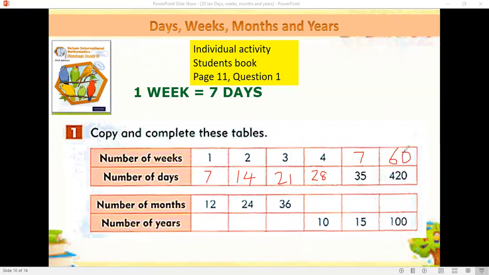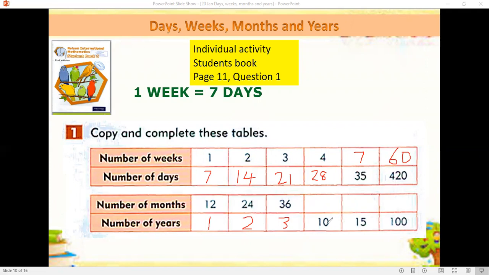Okay? Did you do it correctly? Very good. Now let's try this one. Number of months. So if we have 12 months, we have 24 months, 36 months, but how many years? So remember, in 1 year, how many months? We have 12. So we have 24 months. So 24 divided by 12 is 2. 36 divided by 12, 3. Isn't it? So since 1 year is 12 months, 2 years is 24 months, so 3 years is 36.